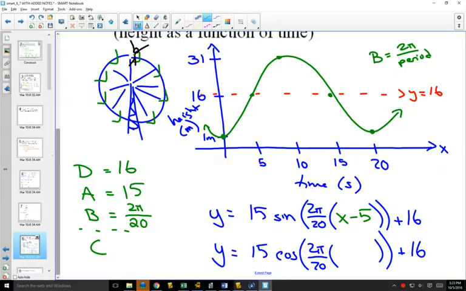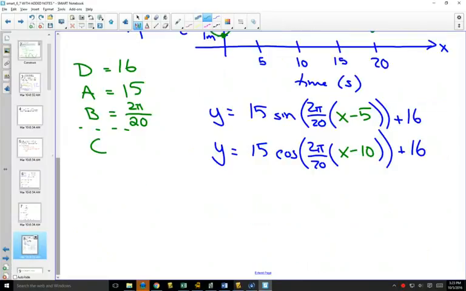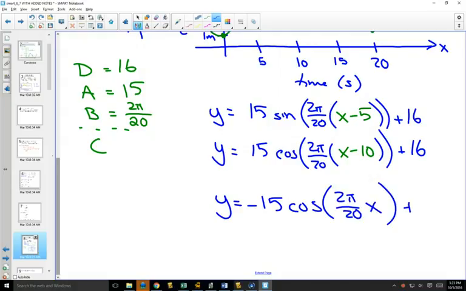For a cosine graph, where does a cosine graph start? At a maximum. When does that happen? A shift of 10 to the right. Probably, and those are 2 examples of equations. There's more. Probably the most common one for this one would be a negative cos graph, because where does a negative cos graph start? At a bottom, and then there would be no shift. So you could write it just like that.